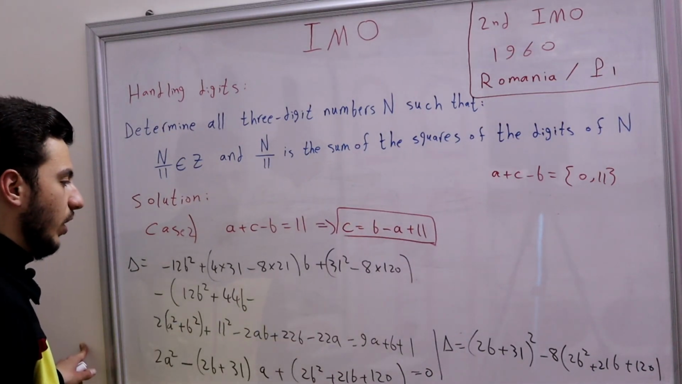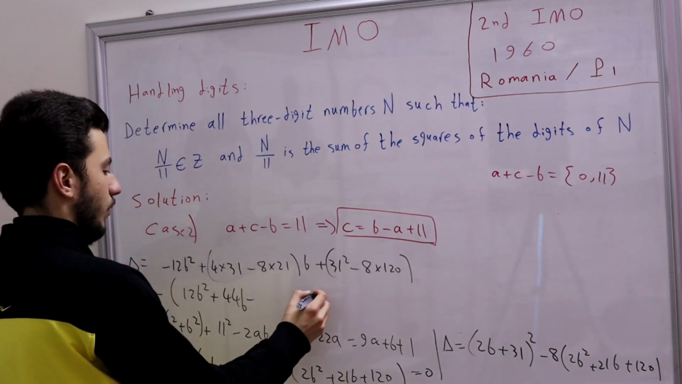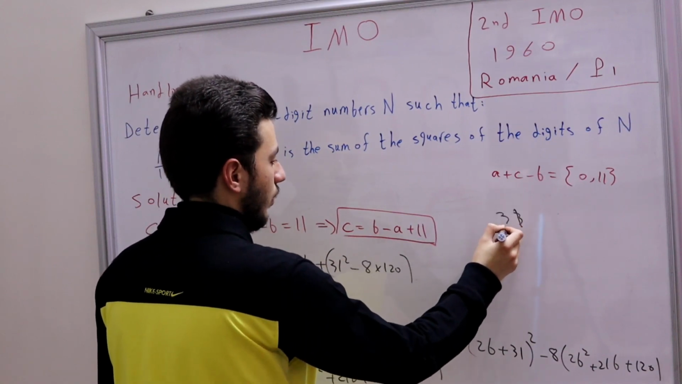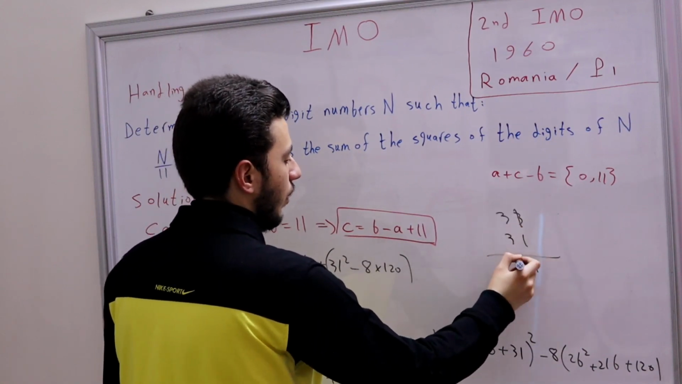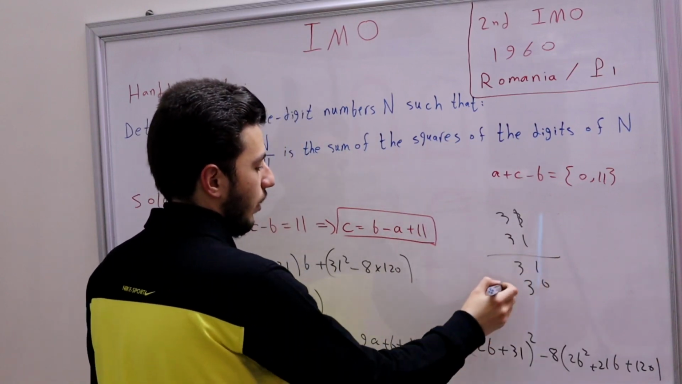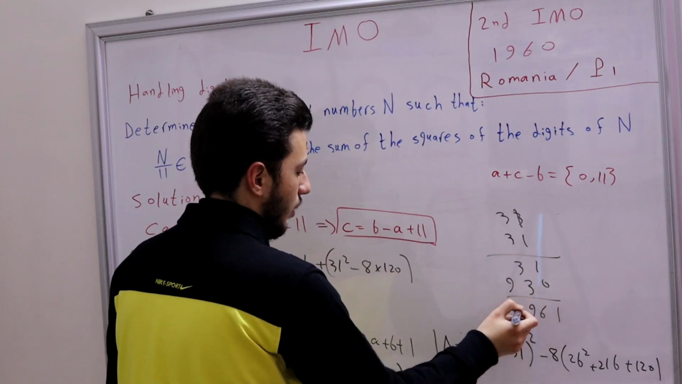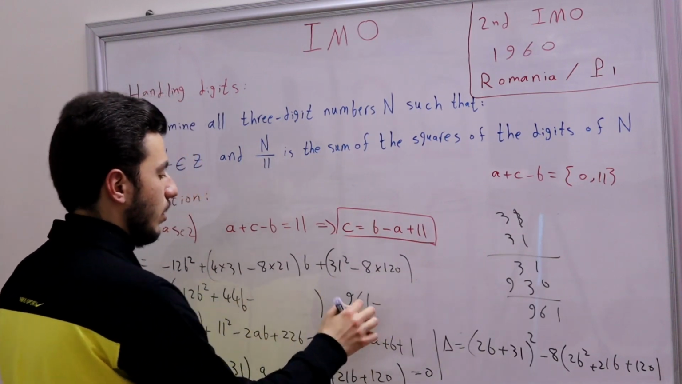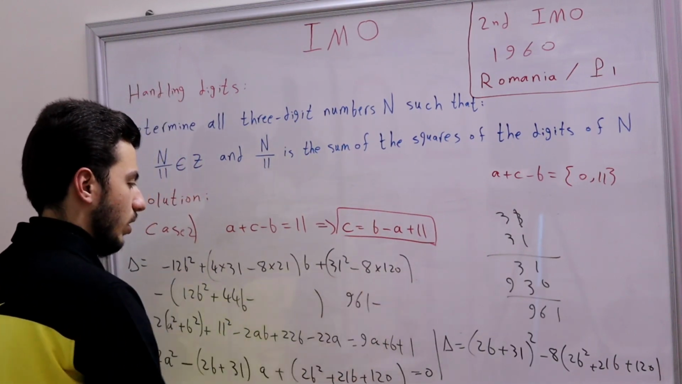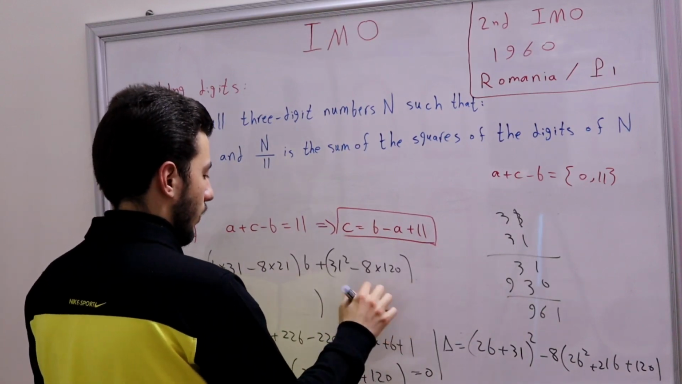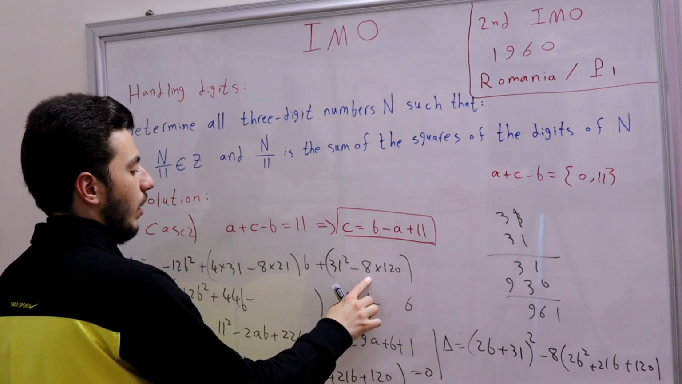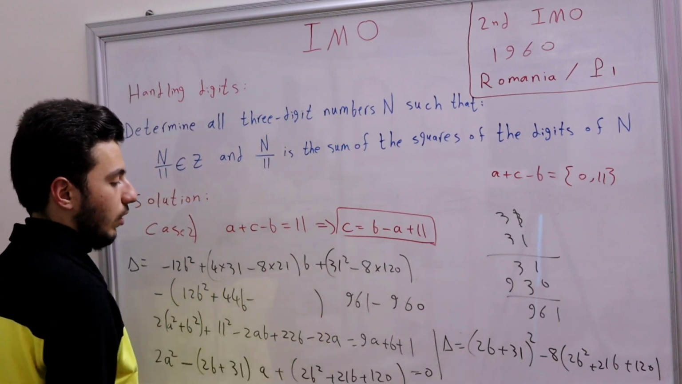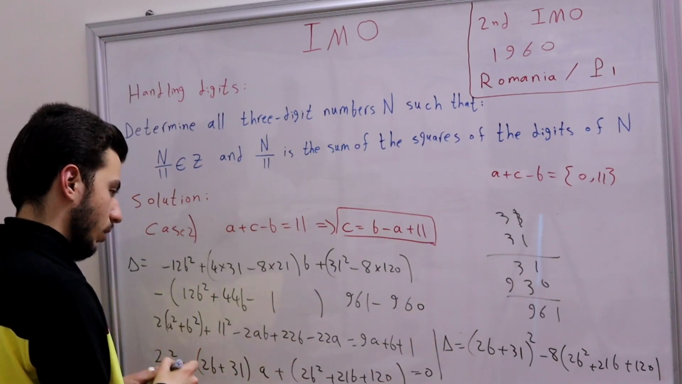Okay, so what is this number? Let's calculate it. Okay, so 31 squared times 31, 39169. Okay, so this minus 8 times 120. Okay, so 8 times 2 is 16, and 8 times 1, this is 9, 0. Okay, so simply this is just 1. Okay, great. So this is 1.